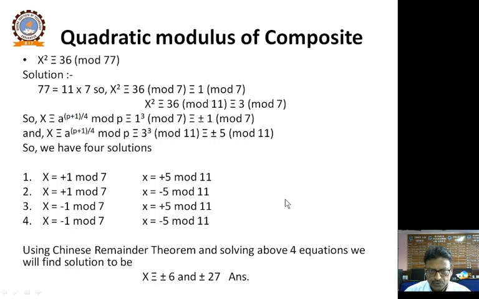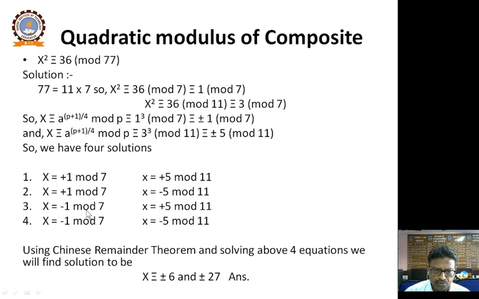So we now have four systems of equations, and with the help of the Chinese remainder theorem, we have to solve them to find the value of x, that is plus minus 6 or plus minus 27. In the first case, we select x equal to 1 mod 7 and x equal to 5 mod 11, and then apply the Chinese remainder theorem to get x. Next, we consider x equal to plus 1 mod 7 and minus 5 mod 11, and find the new value of x.